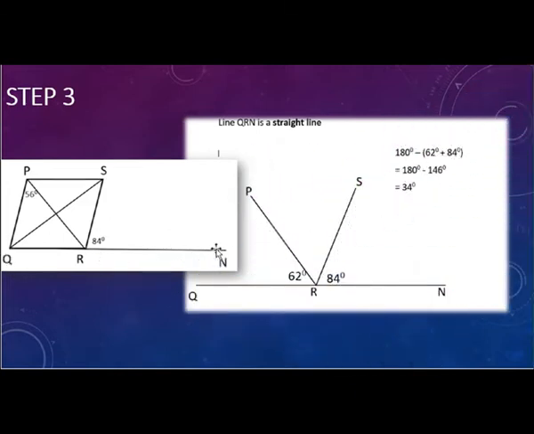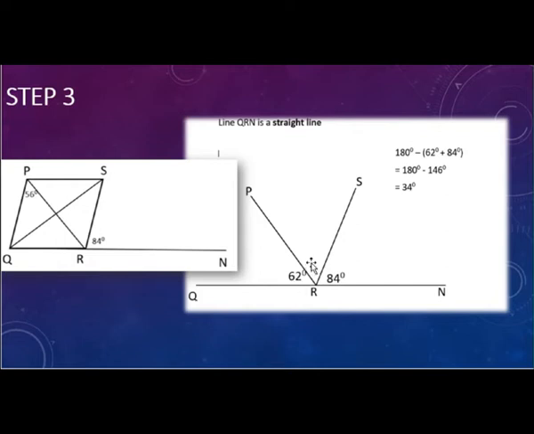Line QRN is a straight line. Angles in a straight line are called supplementary angles, and they add up to 180 degrees. We already know two of the angles. We know this is 84. We got this one, 62, when we were getting the angles of the isosceles. So when you come to the straight line QRN, these three angles formed here should add up to 180.